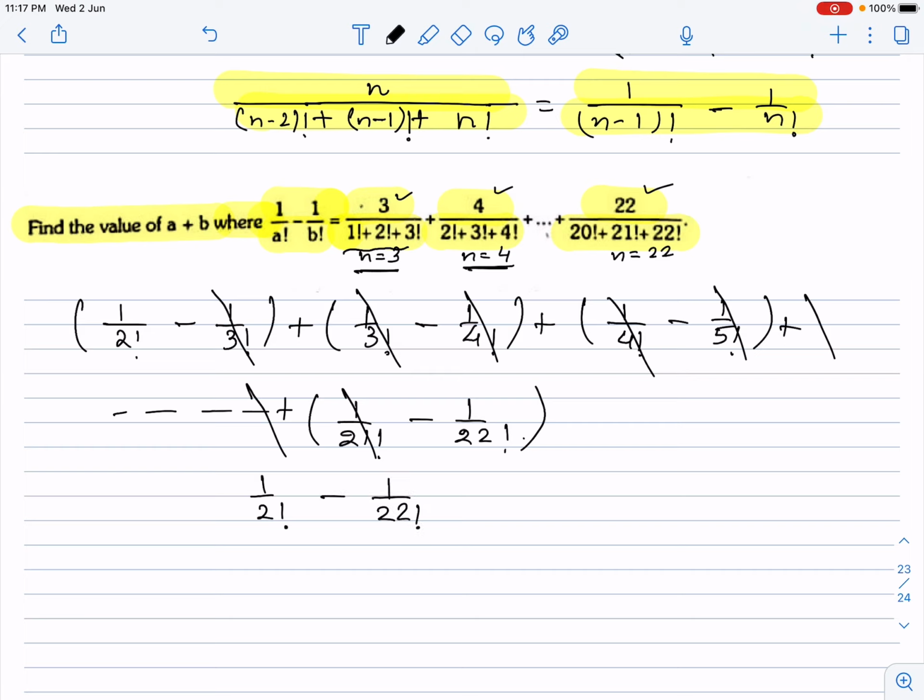And guys, what was it given equal to? 1 upon a factorial minus 1 upon b factorial. So a will be becoming equal to what? A will be becoming equal to 2 only, and b will be becoming equal to 22. What have they asked me? They have asked me the value of a plus b. So 2 plus 22 will be the final answer for this question. That means 24 is the final answer for this question.